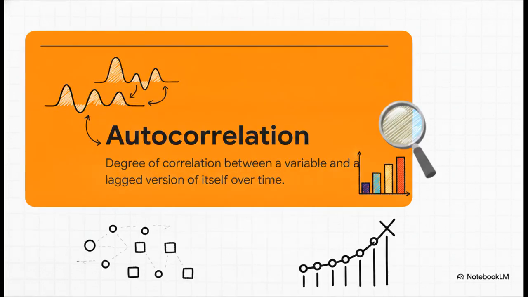Another really dangerous pitfall is autocorrelation. This measures the degree of correlation between a variable and a lagged version of its own past values over time, ranging from -1 to +1. Our baseline assumption requires zero autocorrelation. Why? Because if our data points are suspiciously related to their own past values, well, our observations are no longer independent, and that severely undermines the entire integrity of our regression model.